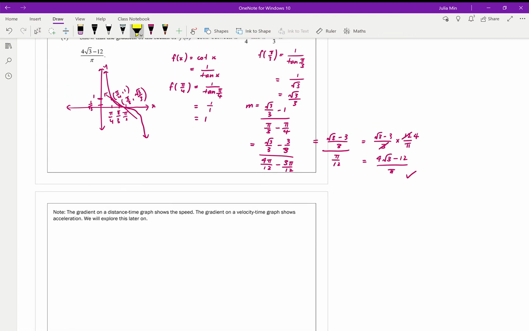Now take note that the gradient on a distance time graph shows speed, and the gradient on a velocity time graph shows acceleration. We will explore this more later.